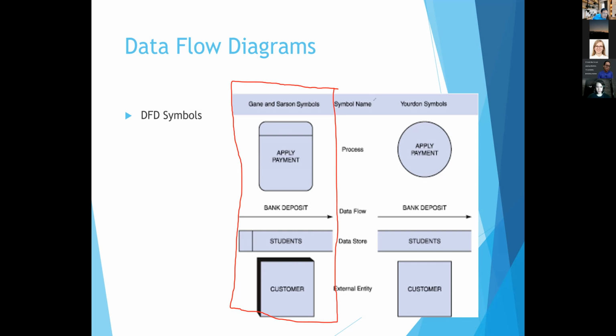But if you decide to use Yourdon, you use this other group of symbols. A circle means process, an arrow means data flow, the same as before, two open-ended rectangles mean the data store, and the plain square is the external entity. After that we talk about the next one.